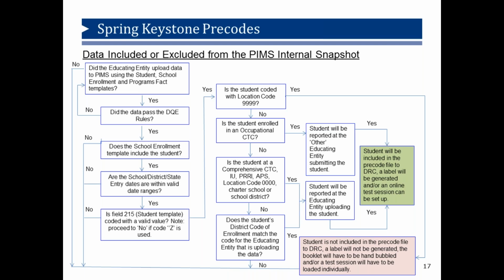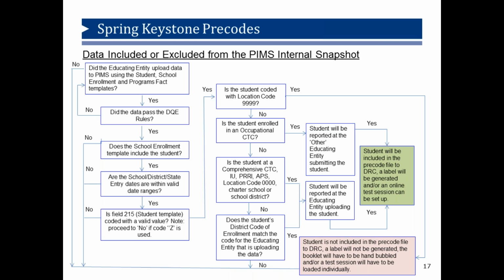If no, then the student is not included in the precode file that will be sent to DRC, which means that the student will not receive a precode label, the booklet will have to be hand bubbled, and online test setup sessions will have to be loaded one student at a time. If yes, then we move to the next question.